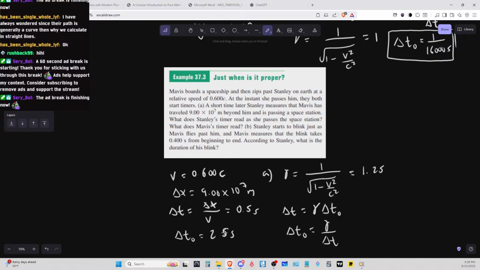So for Mavis, it felt like it was 2 seconds, but for Stanley, it felt like half a second. Well, that's because he's traveling at the speed of light, which is fast. Very fast.